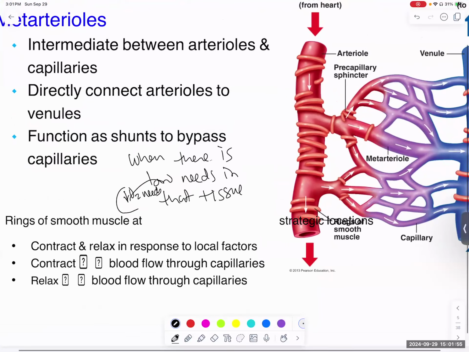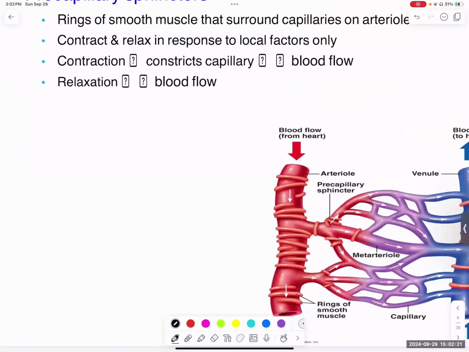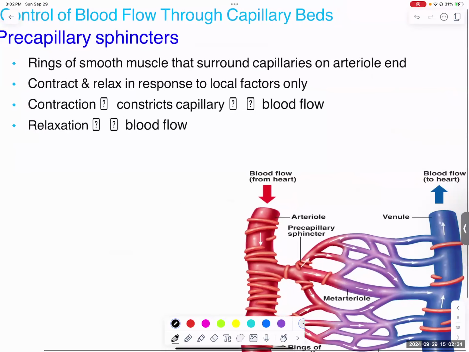The smooth muscle precapillary sphincters are going to contract and relax based on local factors, active hyperemia. And so when they contract, they decrease blood flow. And when they relax, they increase blood flow through the capillaries. Precapillary sphincters are going to contract and relax based on local factors only.